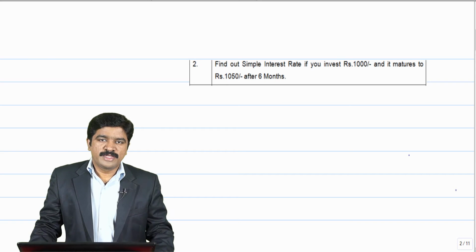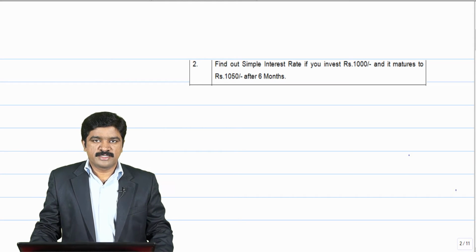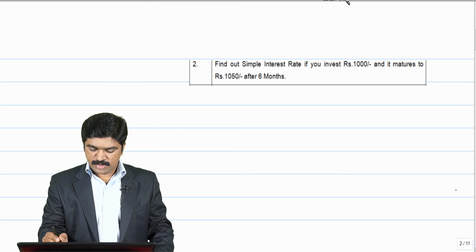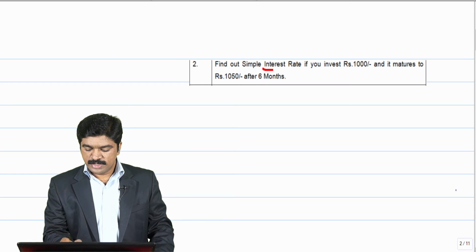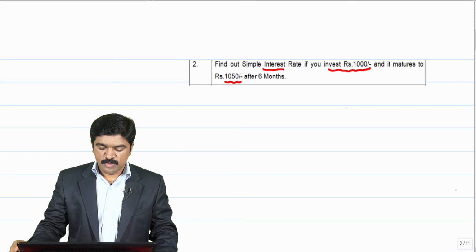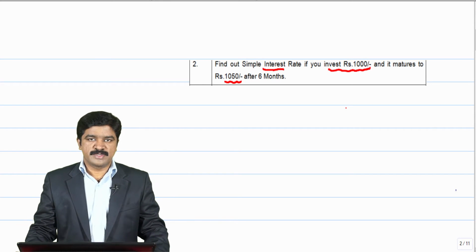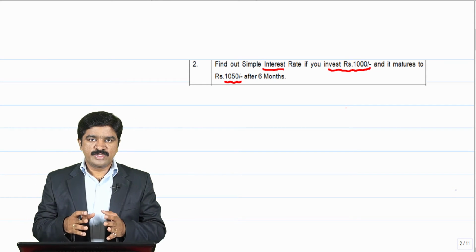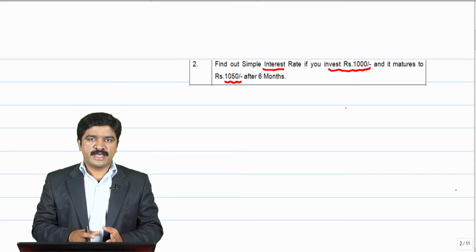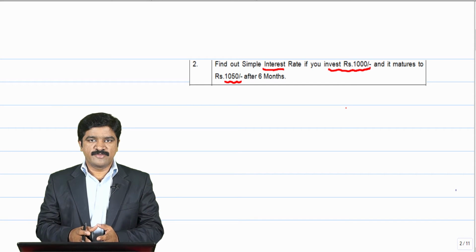Let's take one more example to understand the simple interest concept. Here you have: find out the simple interest if you invest rupees 1000 and it matures to rupees 1050 after 6 months. So the amount which you have invested now is 1000 and after 6 months it is 1050. So how to find the simple interest?